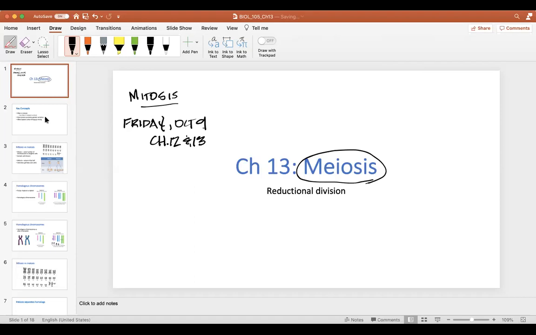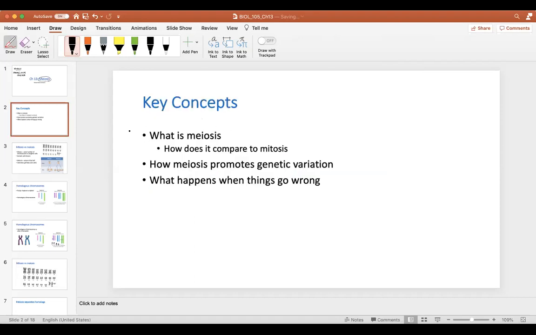All right. So where are we headed in this chapter? Well, first off, I want to talk about what meiosis is. And we're going to talk a little bit about why we need meiosis. Why does this process even exist, okay? And we're going to compare it with what we already know about mitosis, okay? And so we'll work on making sure you don't confuse these two processes.